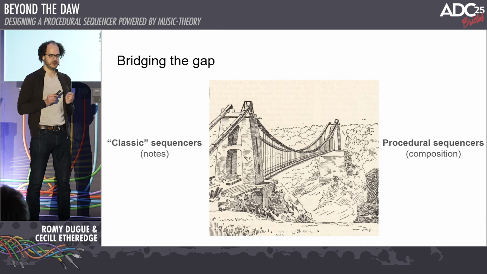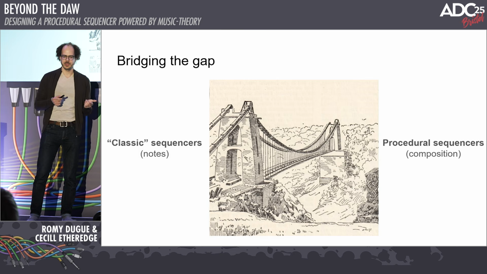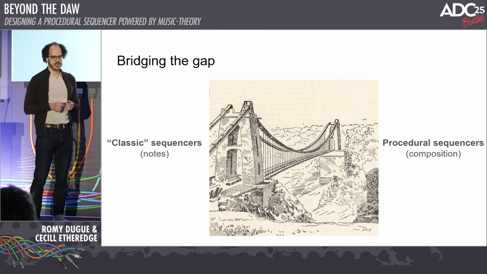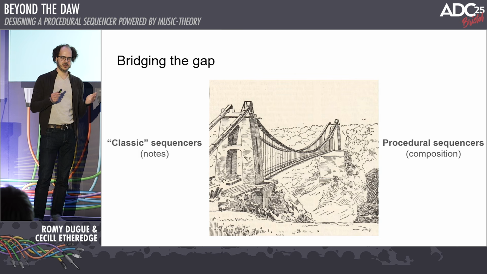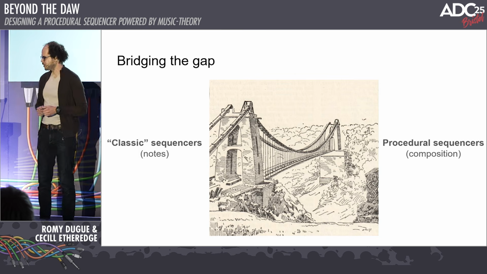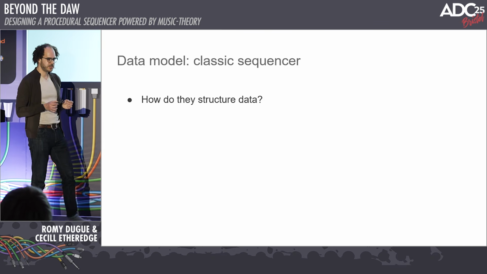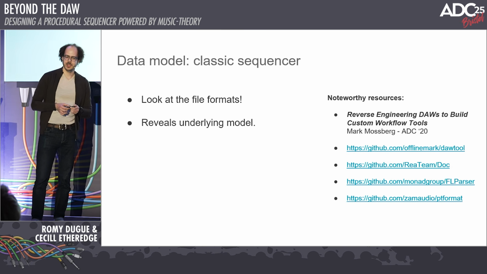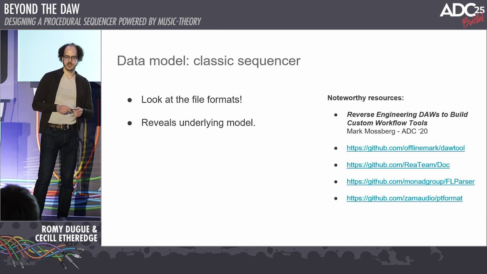Going from classic sequencers that most of us use to procedural sequencers where you're dealing with composition as the primary data element means we need to bridge that gap. Something is preventing developers from moving easily over that area. So this is what we're trying to explain today. And in order to understand these classic sequencers, what's a good way? Well, we can look at the file formats, right? We can look at how the file formats are structured to get an idea about the data models underneath them.